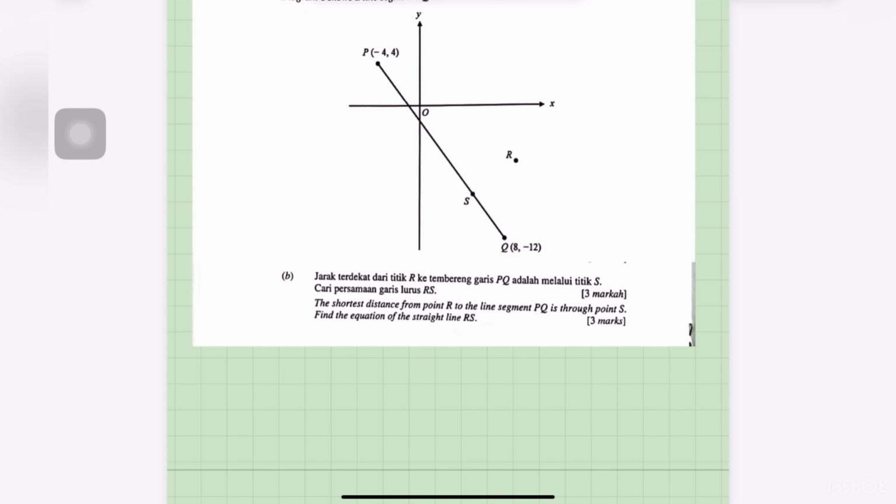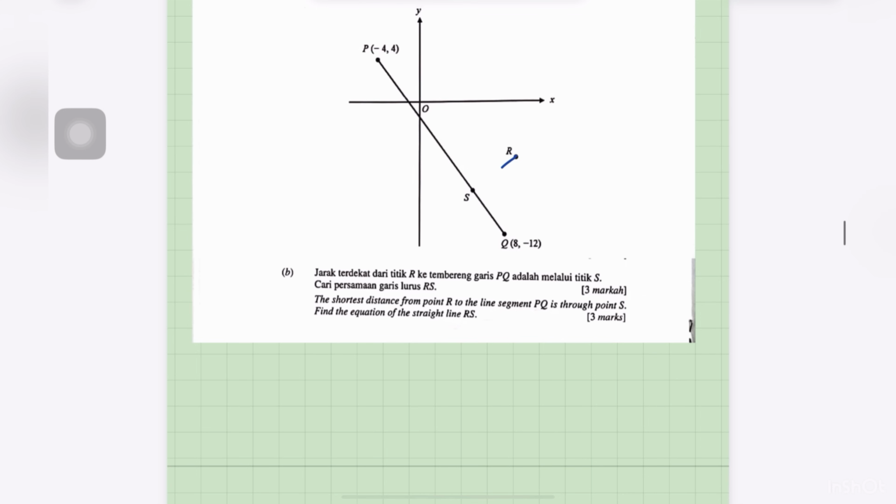B, the shortest distance from point R to the line segment PQ is through point S. Find the equation of the straight line RS. Okay, so maksud shortest distance ialah perpendicular, so ataupun 90 degree. So RS ni dia passes through S. Okay, so ni 90 degree. S tadi kita tahu 5, negative 8. Okay, so then to find equation of straight line RS, kita kena cari gradient of PQ dulu sebab dia perpendicular kan. So then baru kita boleh cari gradient RS.